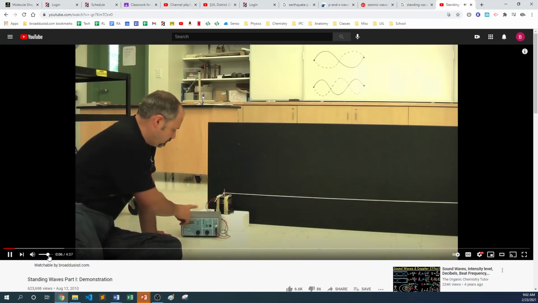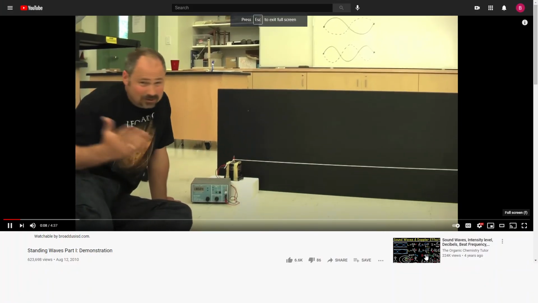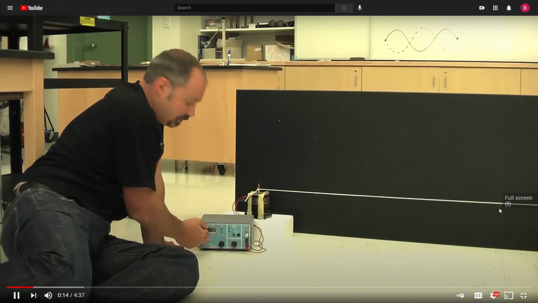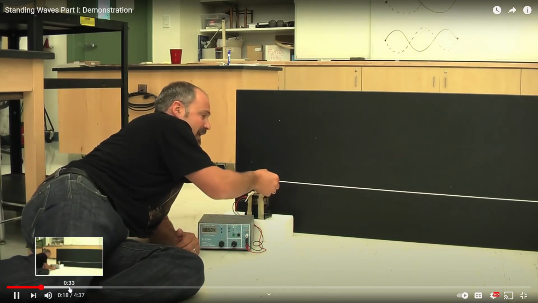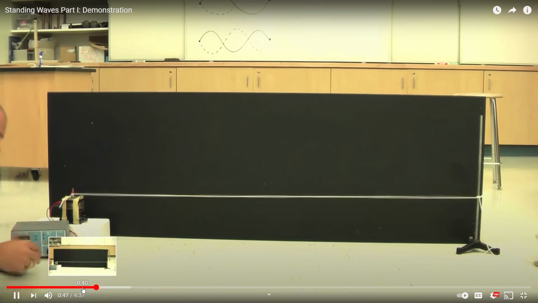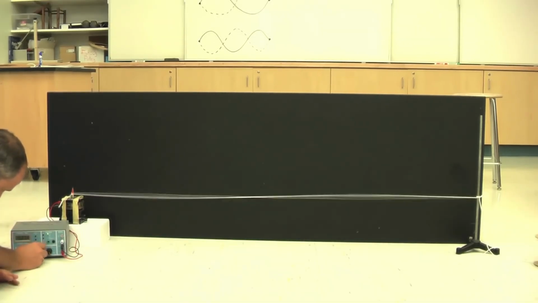So what we have here is a frequency generator. It's connected to what's called a wave driver. It's just a speaker. It's going to pump up and down at whatever frequency I set this to. When it pumps up and down, it sends a wave. Constructive or destructive interference at any one point. But if I set it here, for example.